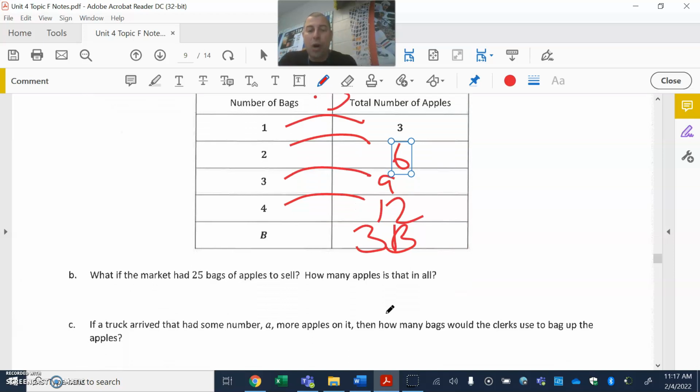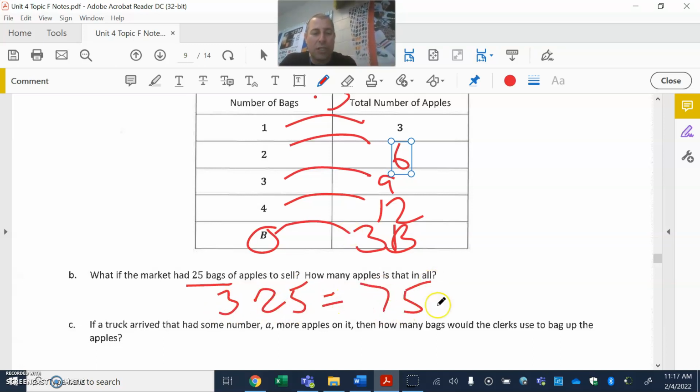So now, all right, we can use this to help ourselves out. We're always taking the bags and multiplying it by 3. So again, I like to kind of focus in on the table. 25 bags. My bags are over here. What were we doing every time to get over there? We were multiplying by 3. Yes. So 3 times 25. Hello, 75 apples.